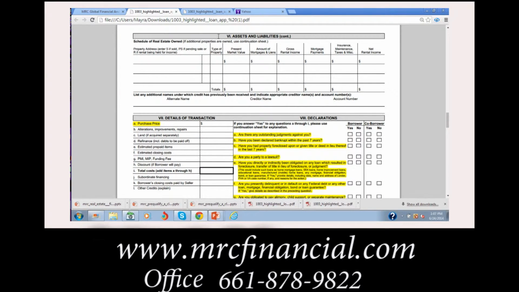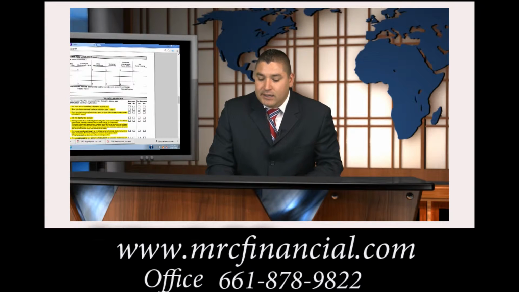As you see, it continues, assets and liabilities. This is for clients or homeowners that have multiple properties. We're going to go ahead and put in their other property, their duplex or triplex, wherever it may be. And then you're going to put what type of property is it? Is it a single family residence? Is it a multi-unit? What's the market value on that property?